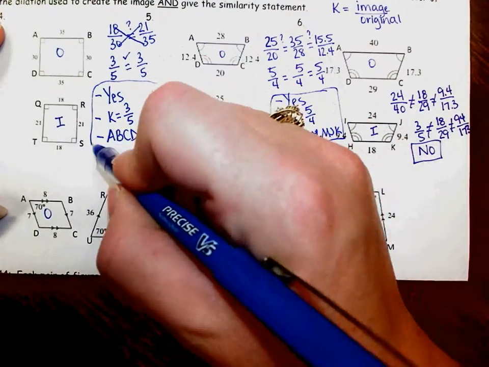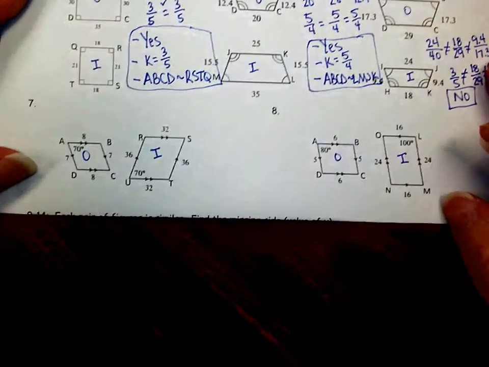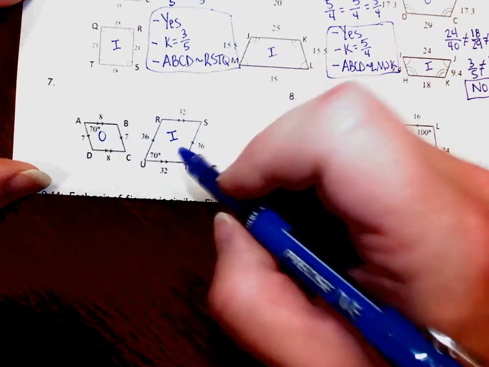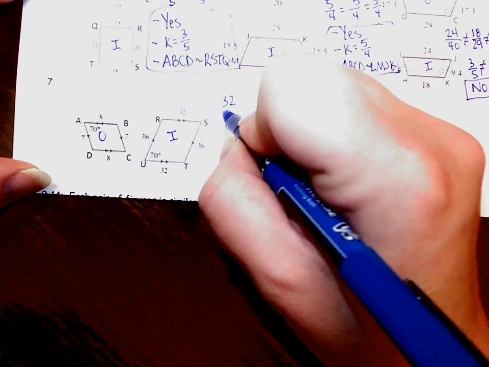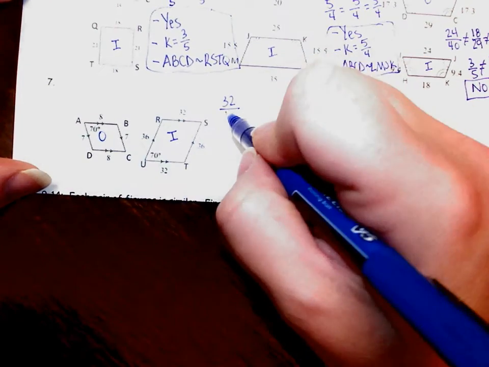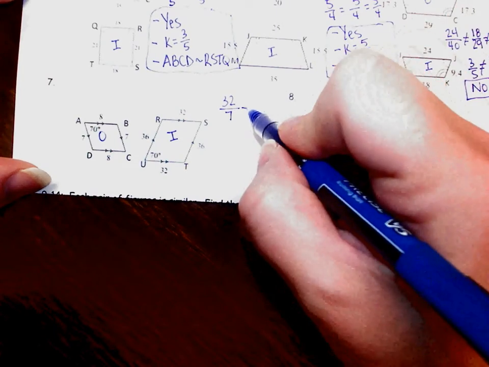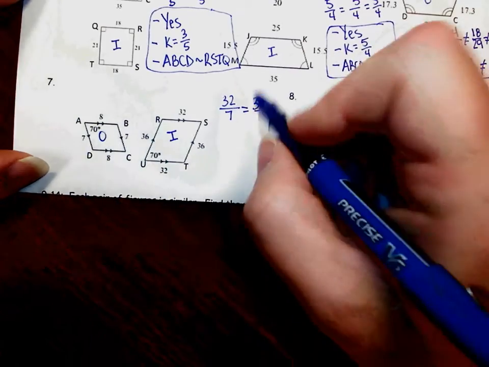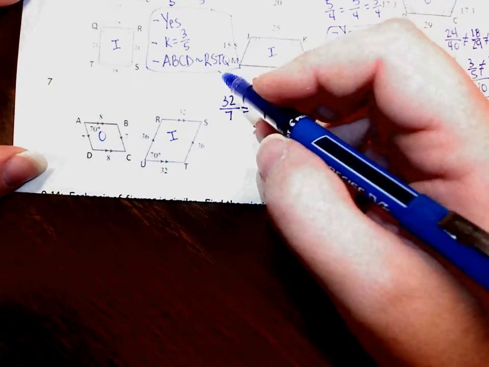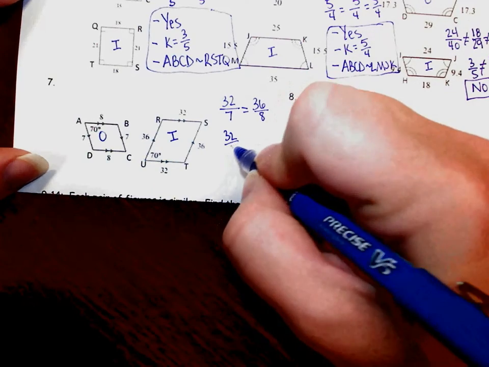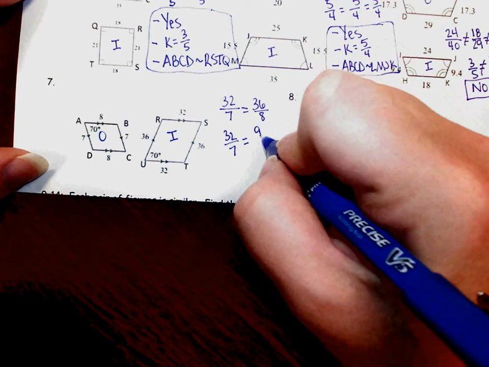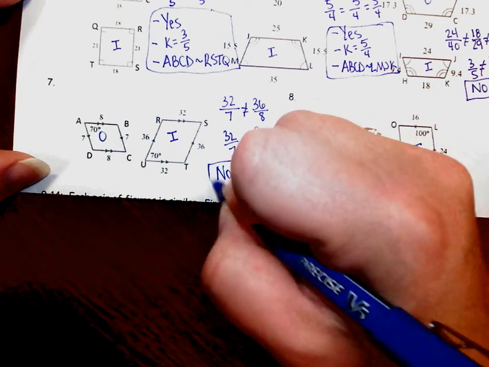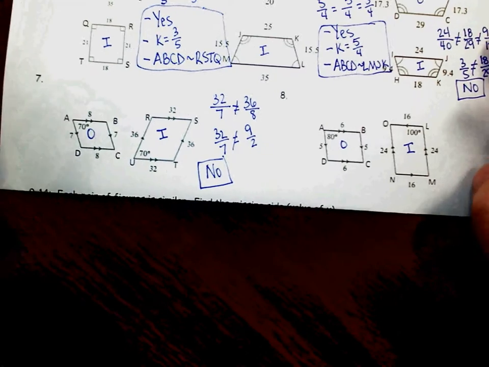Let's look at number 7. I'm going to write my ratios image over original. The 32 is the shortest side of my image. I'm going to compare it to the 7, the shortest side of my original. I want to know, is that equivalent to the longest side of the image over the longest side of the original? 32/7 does not reduce. 36/8 does. It reduces to 9/2. Since those are not equivalent, again, these figures are not similar. So I do not give a scale factor and do not write a similarity statement.